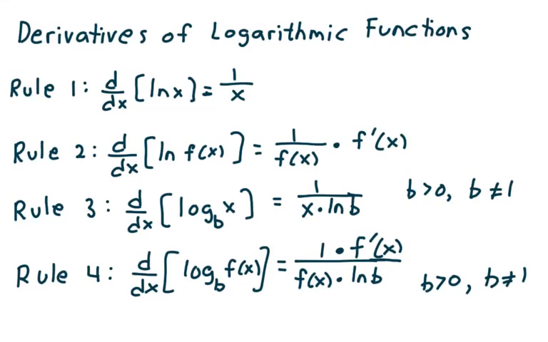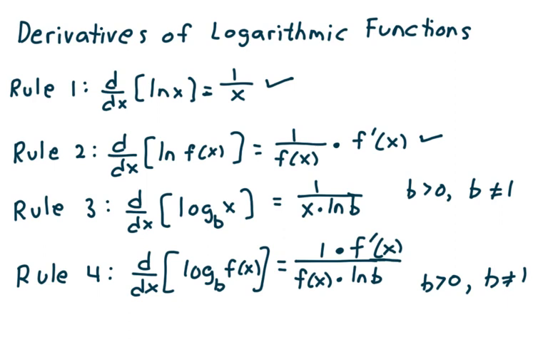In this video, we are going to look at derivatives of logarithmic functions. But before we do, I want to look at four fundamental rules. Rule 1. The derivative of natural log of x with respect to x is equal to 1 over x. Rule 2. The derivative of natural log of f of x with respect to x is 1 over f of x multiplied by f prime of x.